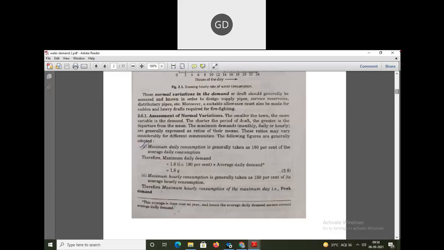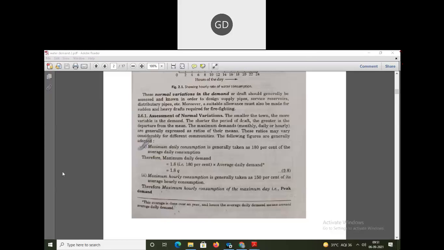So what are all those different figures actually? There is one term, which is your maximum daily demand. This is the maximum daily demand, which is your formula.